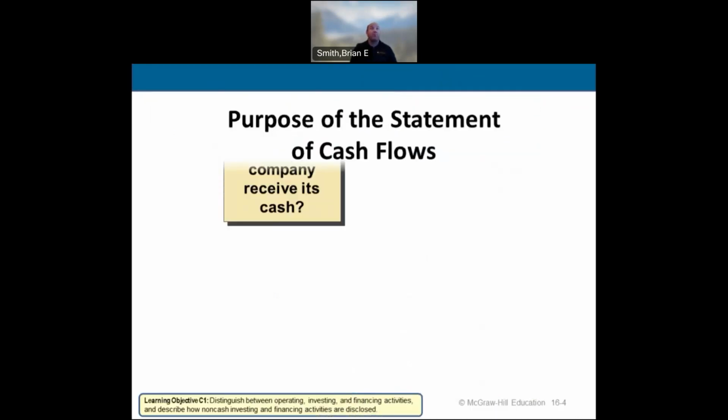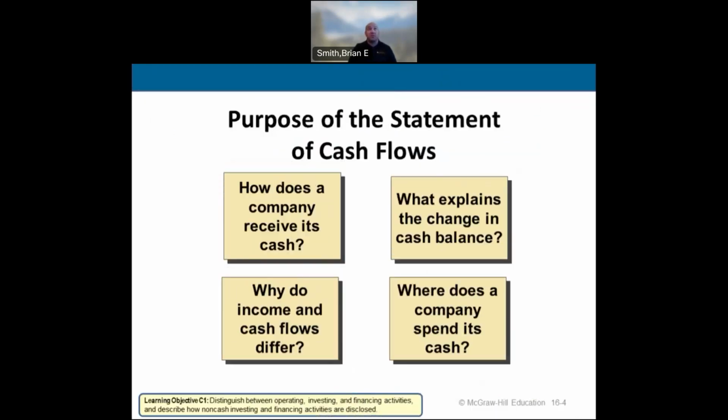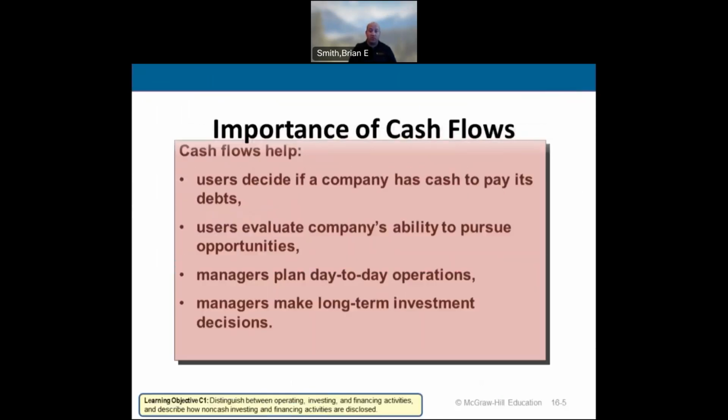So anyway, what is the purpose of the statement of cash flows? It is basically to explain that one line item on the balance sheet that says cash. That's it. It wants to show how a company receives its cash, how it spends its cash, where it comes from, and why it's going. All that information is going to be explained in the statement of cash flows.